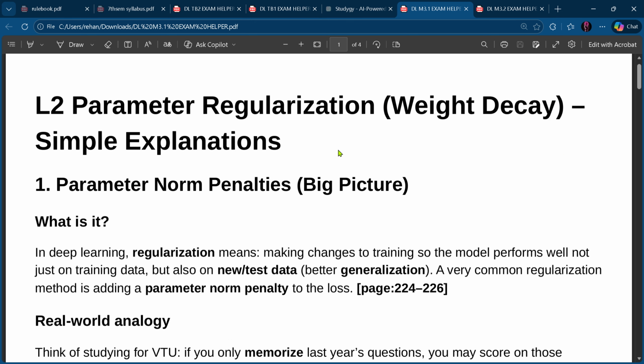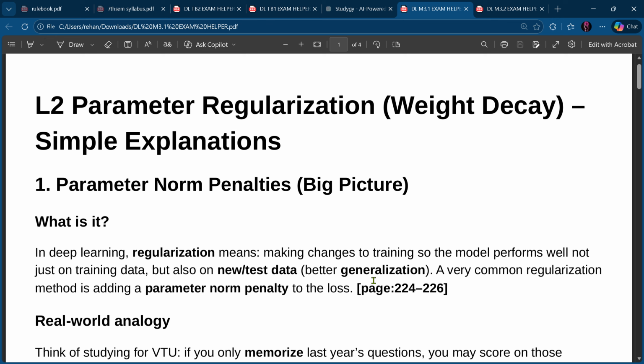So basically, we'll understand why we need regularization. In deep learning, regularization means making changes to training so the model performs well not just on training but also on new or test data. We need regularization because the model which you are using to train or test any data needs new data every time, or some change in the data, so that it can work on different things.